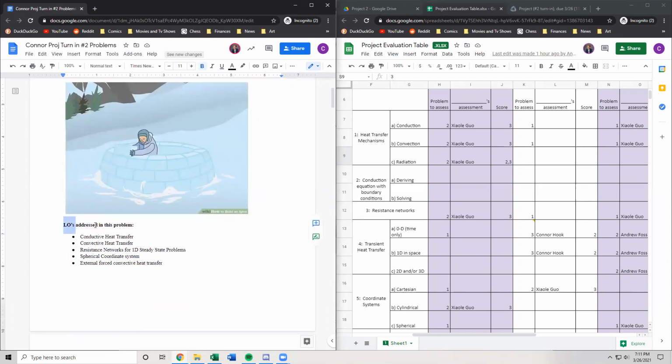So in this problem, we're going to be addressing conductive heat transfer through the snowpack, and convective heat transfer for the air on the inside and on the outside of the walls. Resistance networks for 1D steady state problems. So this is a steady state 1D spherical problem to find internal temperature with a resistance model. Spherical coordinate system, obviously Cartesian coordinates are not ideal for a hemisphere, and external forced convective heat transfer.